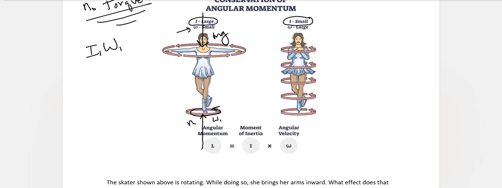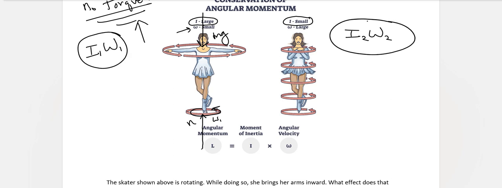And over on the right, the moment of inertia is different now, so let's call it I2. And you've seen pictures like this or videos and seen that her speed would change. So we have an omega 2. And because of the no torque, that's what would allow us to equate these two quantities. So basically we would have I1 omega 1 is equal to I2 omega 2.